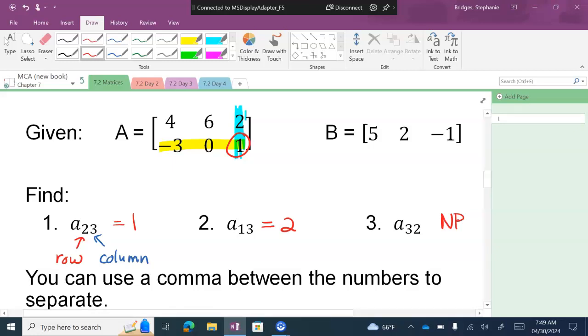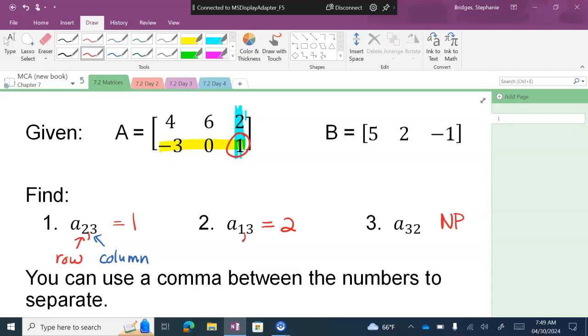And then sometimes, depending on where you see these questions, they'll put a comma in between the numbers. So they would put a comma in between the 2 and the 3. It's just separating them out. It doesn't have to be there, but it can, and it means exactly the same thing.